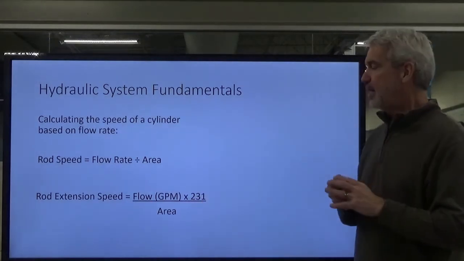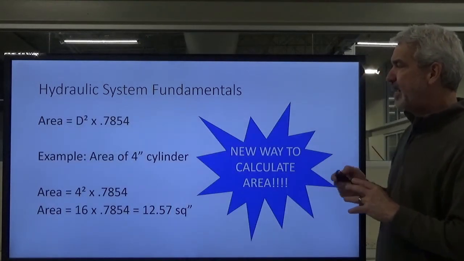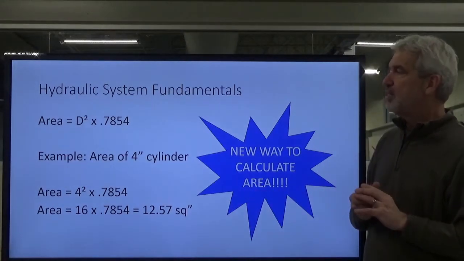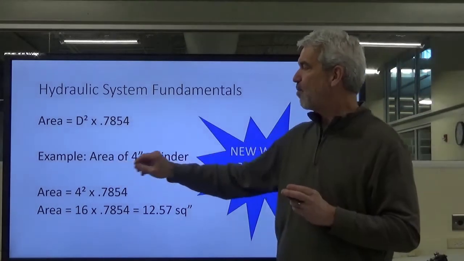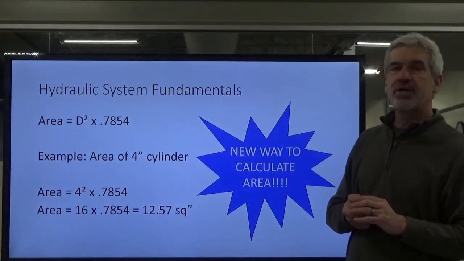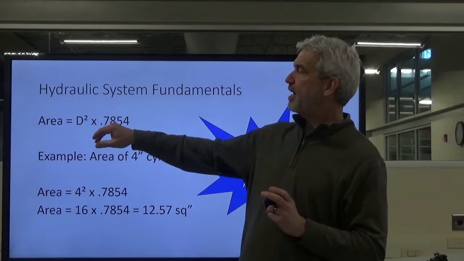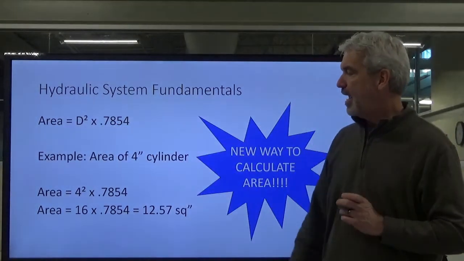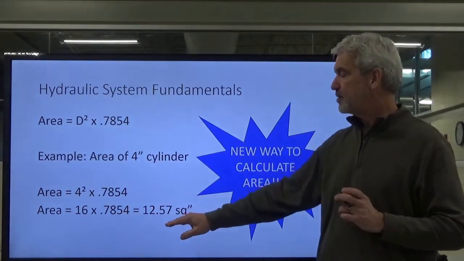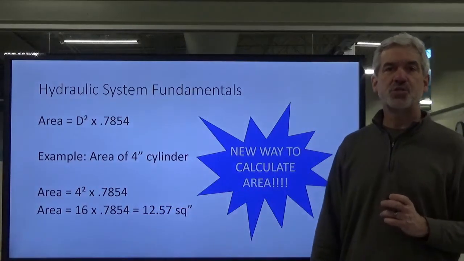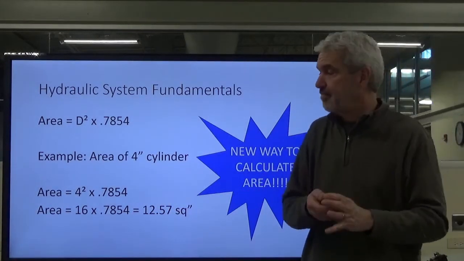Again, here are our formulas, and again, this is the new way we're going to calculate the surface area of our piston. This time, we're going to take a 4-inch cylinder and square that. 4 times 4 is 16, and we multiply that by 0.7854. That gives us a piston surface area of 12.57 square inches. So we've got our area.